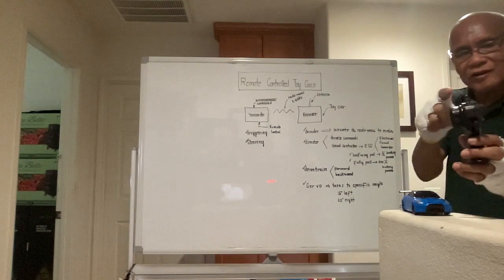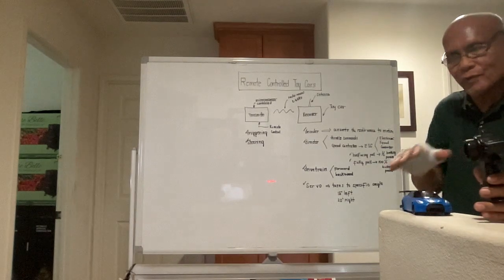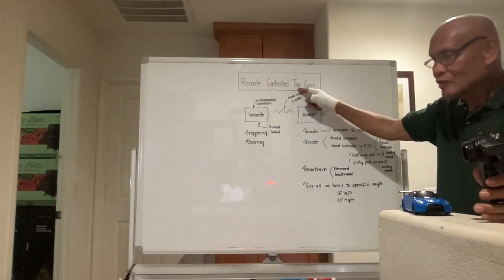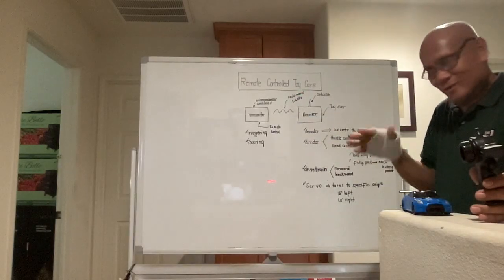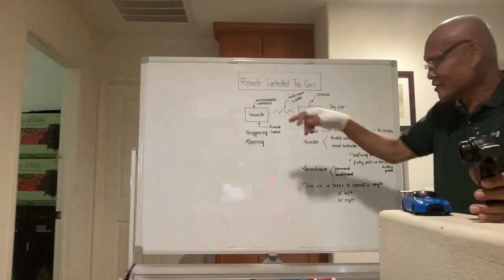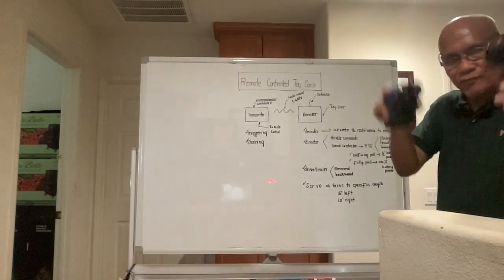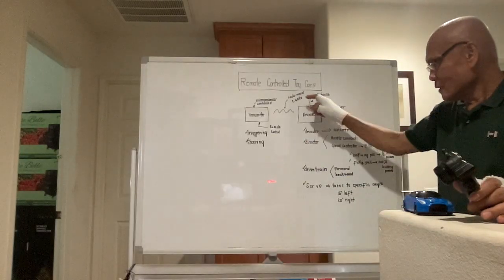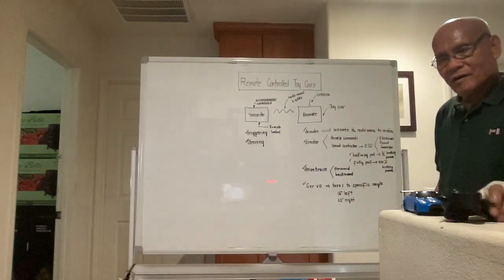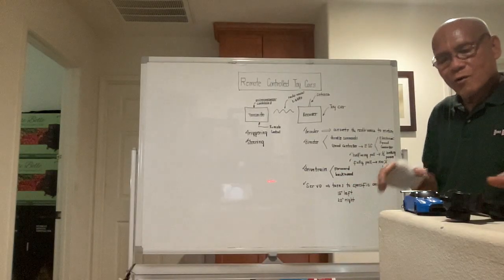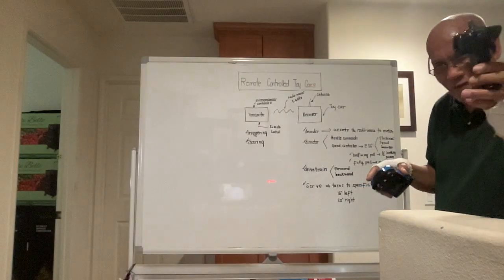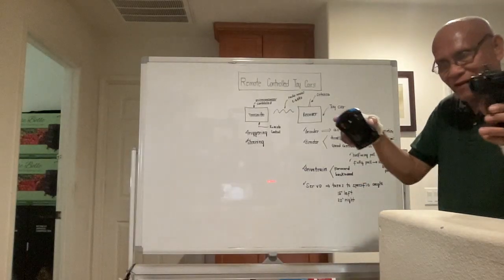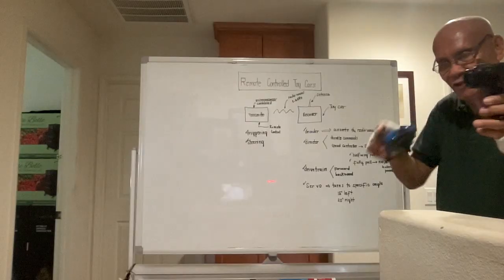this transmitter and receiver will try to communicate through radio waves. Radio waves, we cannot see them. It's a wave flying through the air. And the frequency for this one here is 2.4 gigahertz. At least we now know how this toy car operates. There should be a transmitter and a receiver, and they try to communicate with each other.